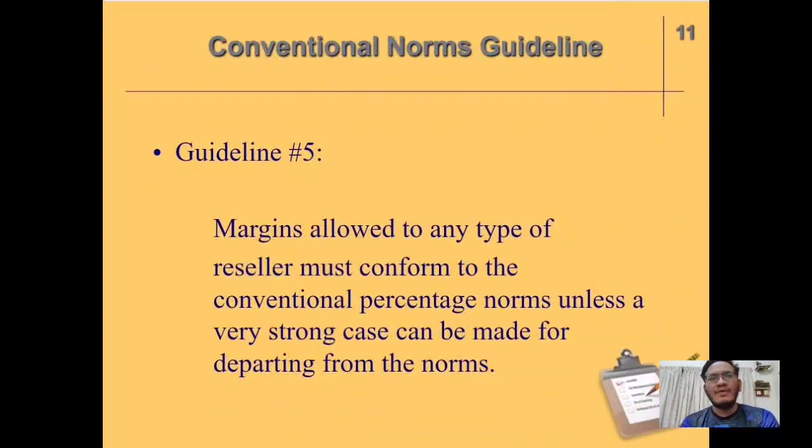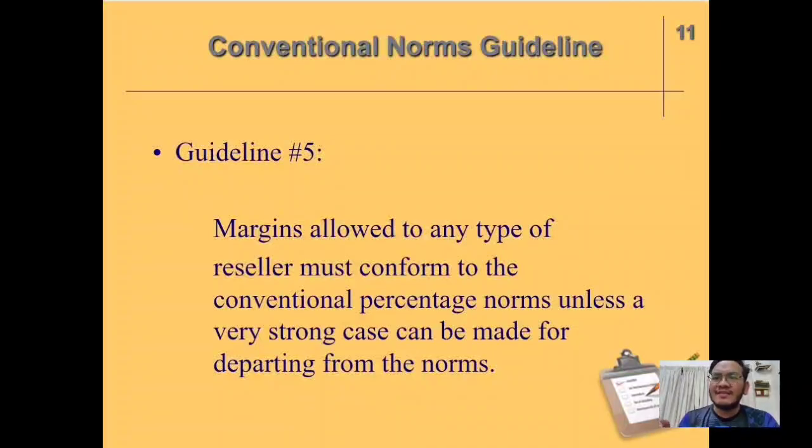Next we go for conventional norm in margin. Margin allowed to any type of reseller must conform to the conventional percentage norm unless a very strong case can be made for departing from the norm. This strong commitment among channel members to what they consider to be the normal, fair and proper margin makes it very difficult for the manufacturer to deviate from the conventional margin structure.